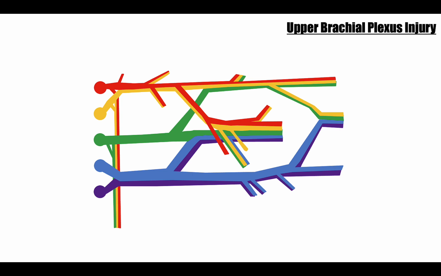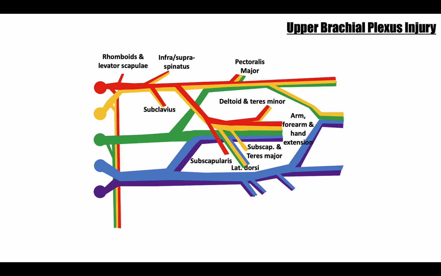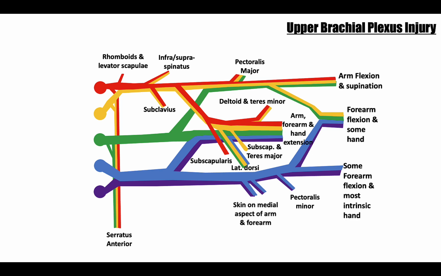Here is our lovely plexus pre-injury. We are adding in not the names of the nerves, but instead either what they innervate or the general function of the structures that they innervate. And now let's see what happens when we rupture C5 and C6 plexus roots.